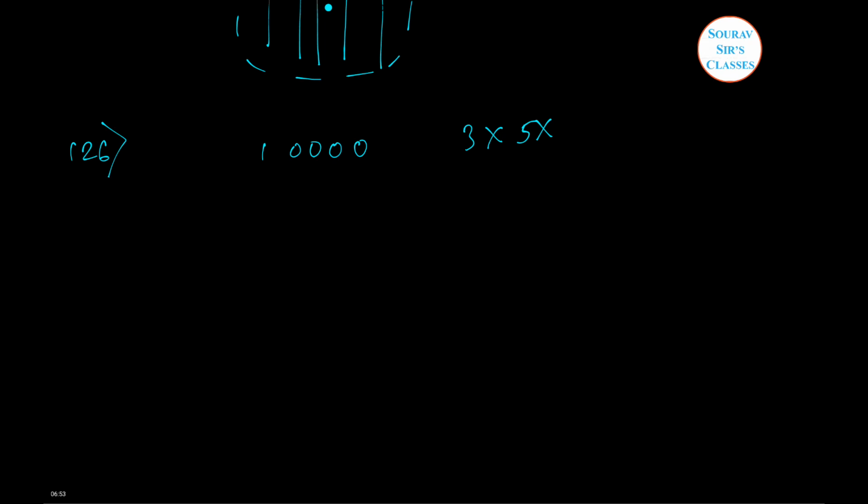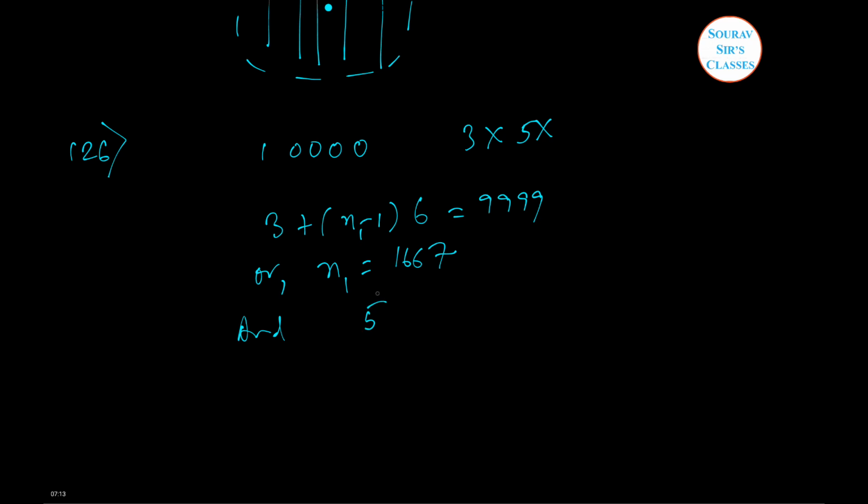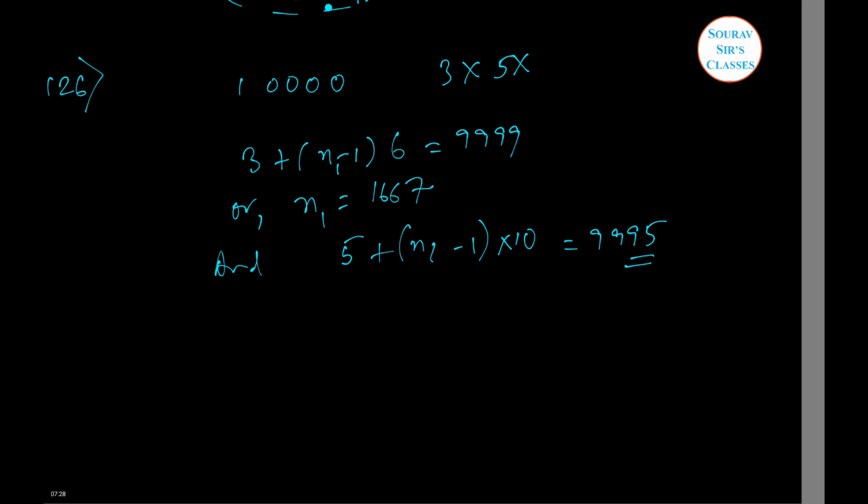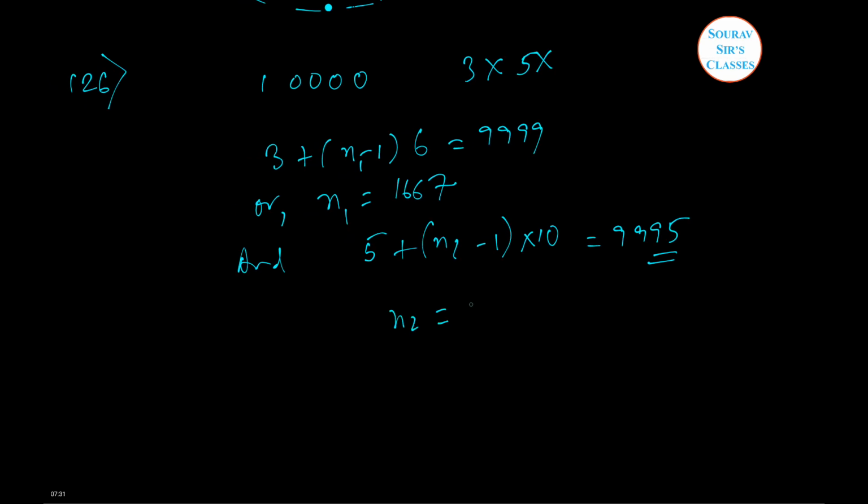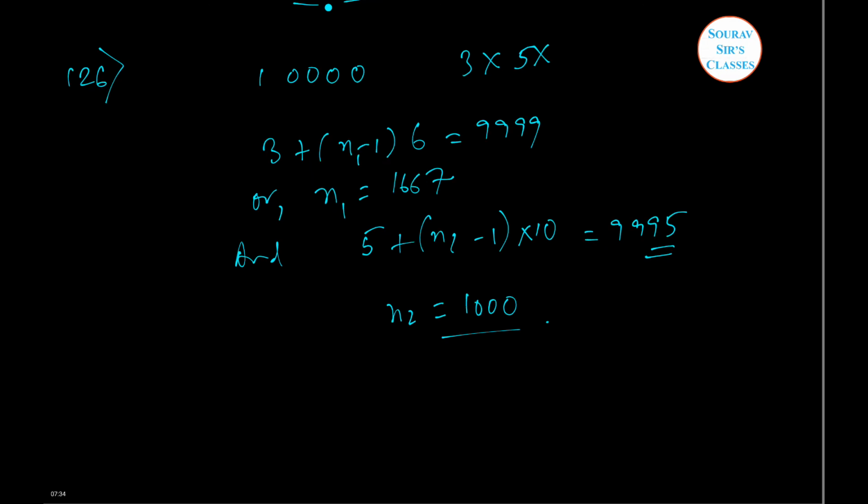Then we can say it like 3 plus (n1 minus 1) into 6, utilizing the formula, equals 9999, and here n1 will be 1667. Let n2 be the number of odd numbers divisible by 5. In that case, it will be 5 plus (n2 minus 1) into 10 equal to 9995. Remember that I am taking the closest possible multiple of 5 in this case. So I'm going to solve it, and n2 will be 1000. So we're getting a whole number, that's cool.